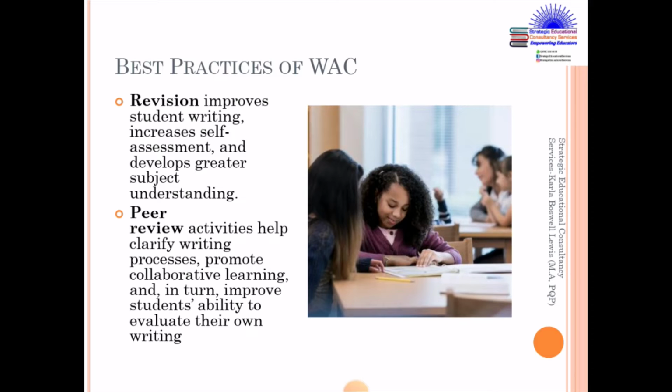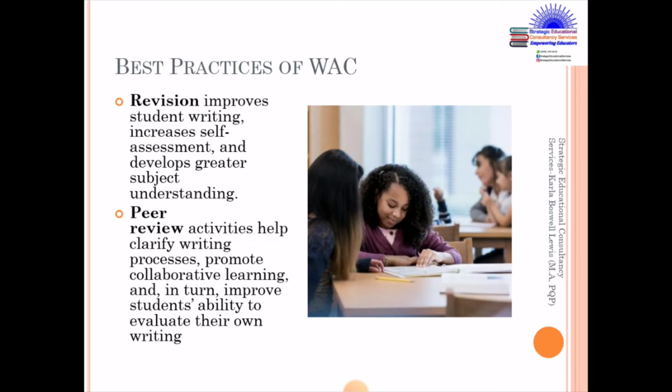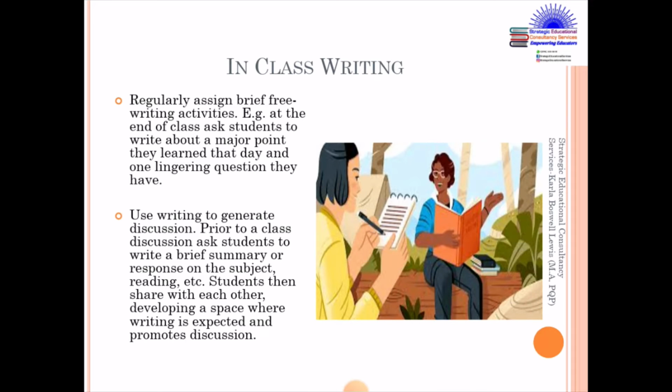There are also peer review activities which help clarify writing processes and promote collaborative learning, right? And in turn, what it does is improve students' ability to evaluate their own writing. So they're sitting with their peers and they're reviewing what was written, what were the prompts that were given, did they answer it correctly, what could they have done to clarify or to improve on this or to make it clearer to the reader. And so when you do the peer review activities, it will help the students to improve on their learning. They will be able to learn from each other and collaborate as they do so, because we do know we have students who are better readers, better writers, and so by collaborating they'll be able to learn from each other.